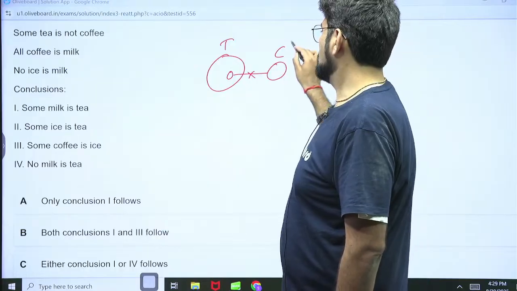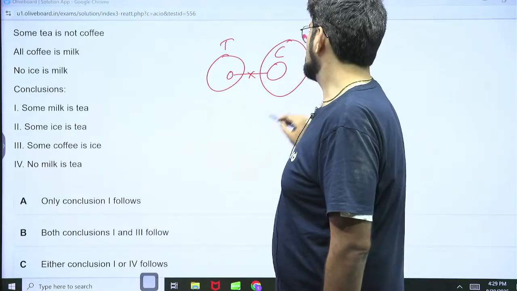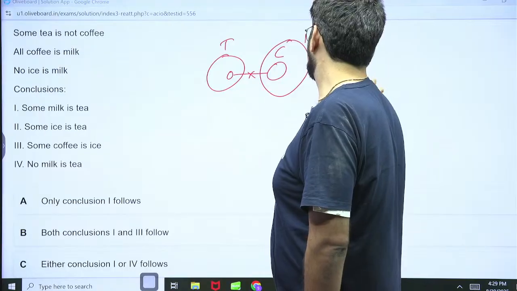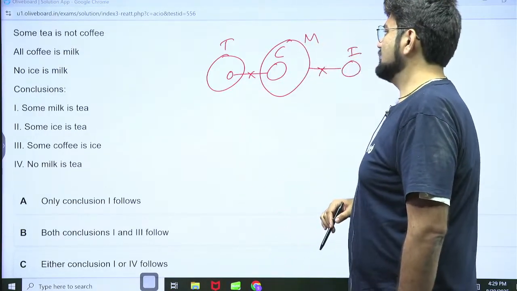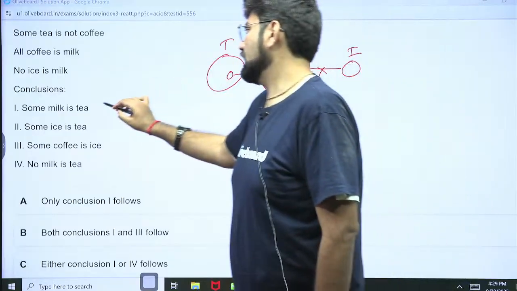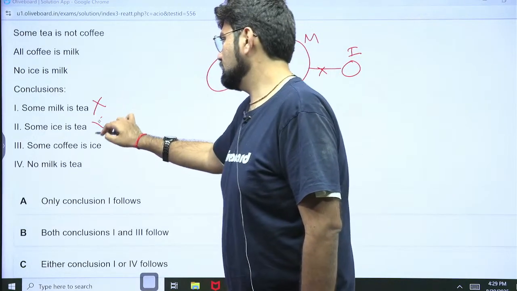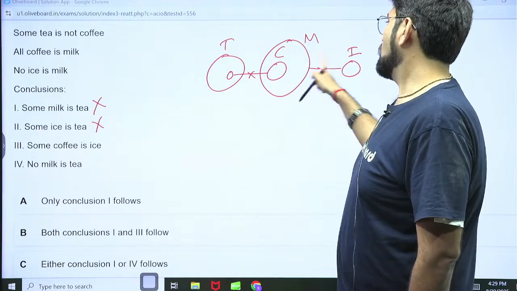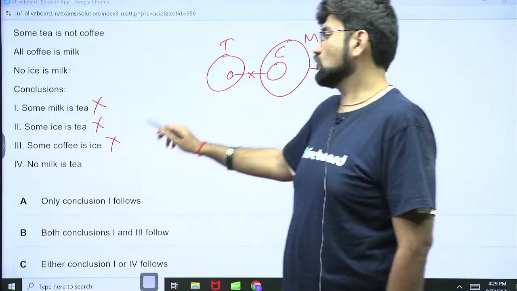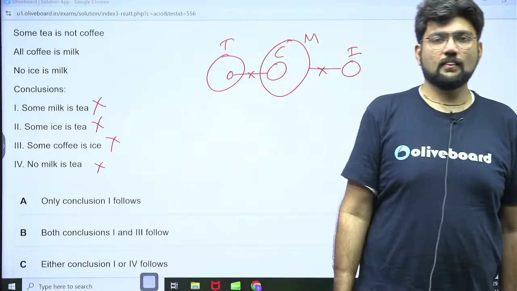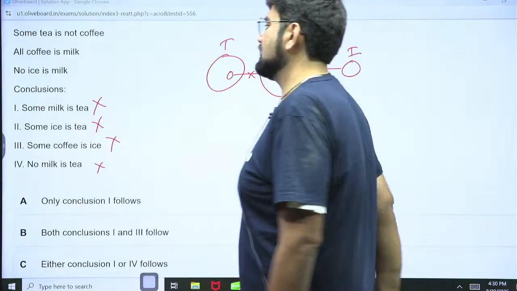All coffee is milk. So some milk is not tea. No ice is milk. Some milk is tea? Not at all. I cannot conclude that. Some ice is tea? I still cannot conclude that. Some coffee is ice? Not possible. No milk is tea? I cannot conclude that either, because "some milk is not tea" is visible. Nothing else can I conclude.